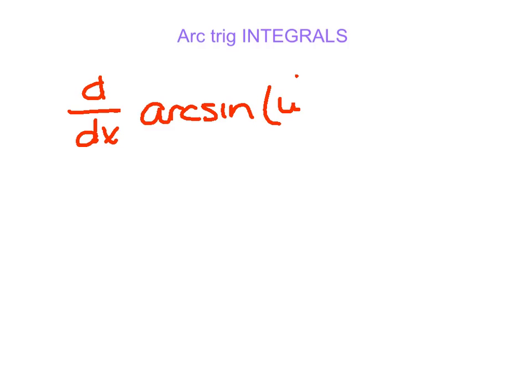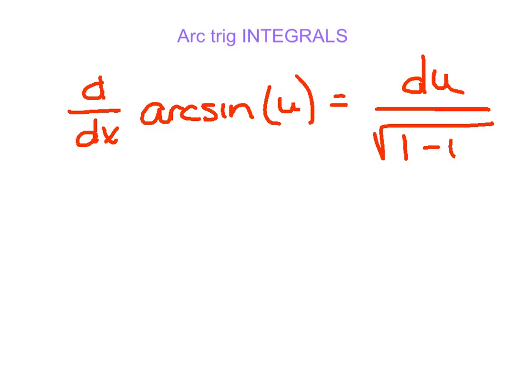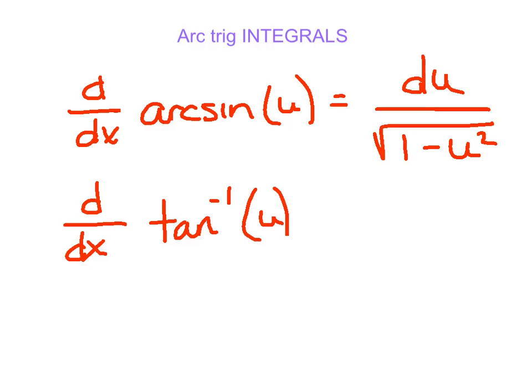And I'm going to say arc sine of u. And hopefully you'll recall, you should have memorized by now, its derivative is du over the square root of 1 minus u squared. The second derivative you should be familiar with is the derivative of arctan. And again, instead of saying arc, you could say tan inverse or inverse sine. Those are all congruent. And this one is du over 1 plus u squared.